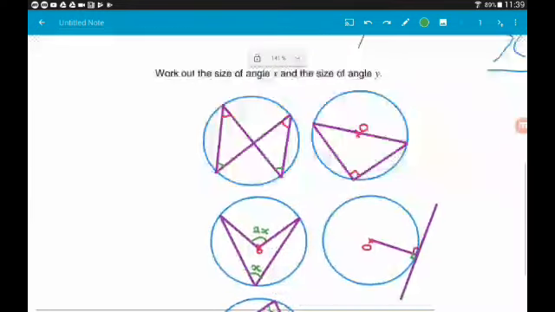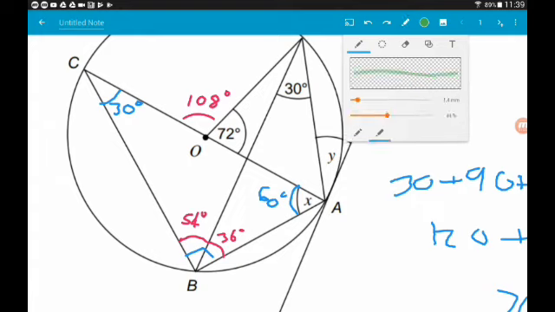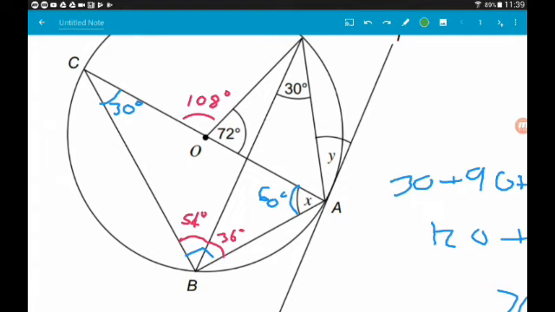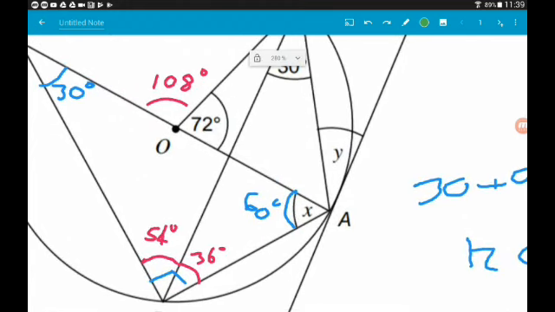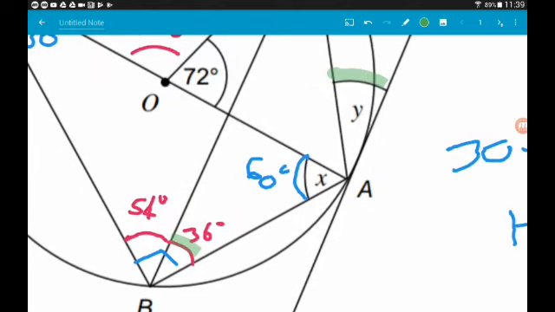So, do we have this situation going on? Yes, we do. There's our triangle. So, we know that angle y is equal to this angle of 36 degrees. So that's another way that we could have found angle y.